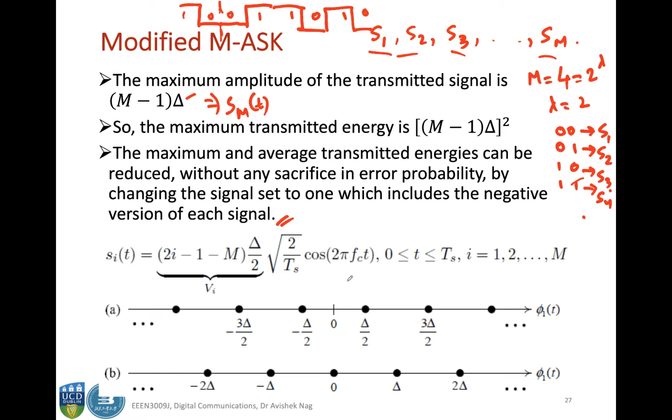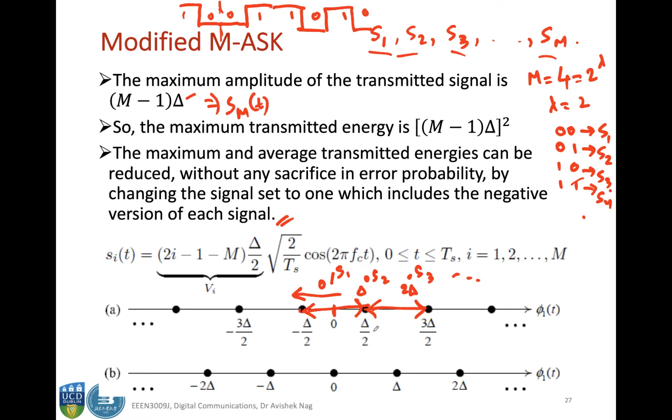So instead of starting everything from 0, okay, earlier this was your S1, this one is S2, S3 and so on. So this was 0, this was delta, this one was twice delta and so on. So instead of doing that, you just shift the axis in such a way that you have a symmetrical representation. So now you have all the signals at a distance delta. The distance between each of the signals still remains delta, but now half of the signals have negative amplitude and half of them have positive amplitude.